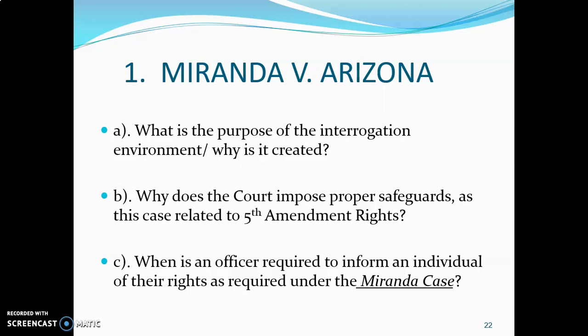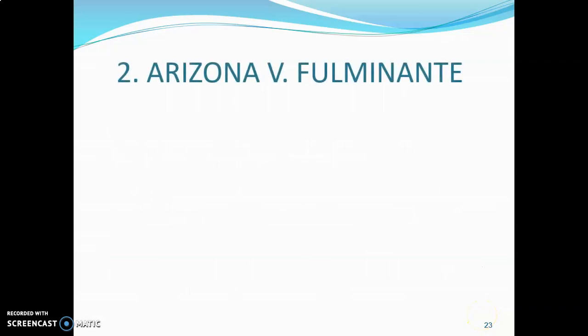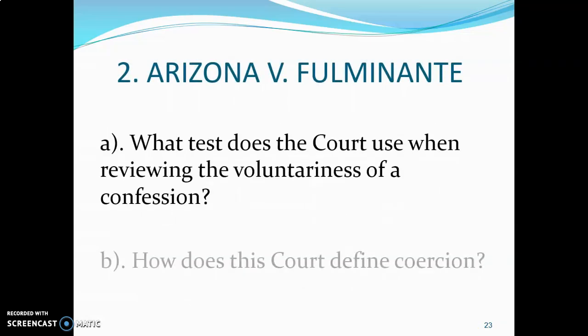All right, let's go to the next one, which is Arizona versus Fulminante. In Arizona versus Fulminante, this defendant is suspected of molesting a child in Arizona, and his cellmate was an FBI informant. And this informant, in talking to the suspect, tells the inmate that he would protect the inmate if the inmate was to tell him what actually happened.